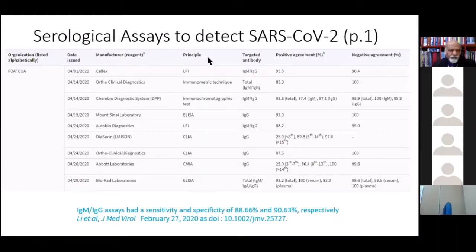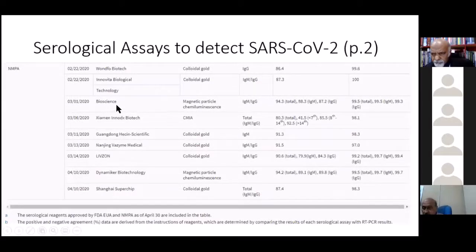So this slide shows some of the serologic tests which are recommended by FDA. So this is a continuation. In terms of the serology tests, there are fewer tests compared to the RT-PCR tests that have been developed so far.